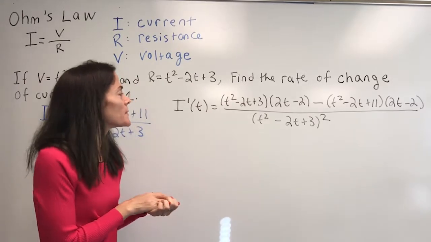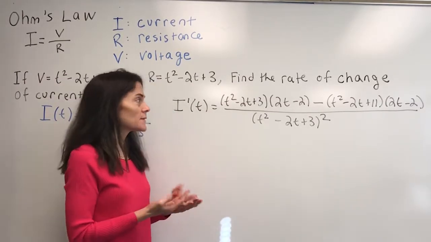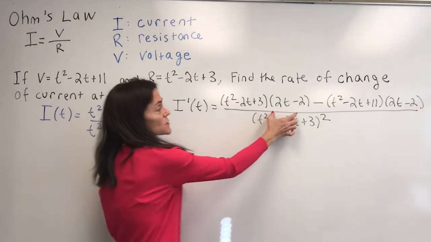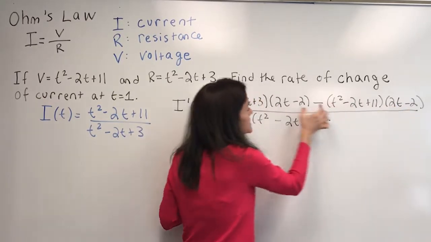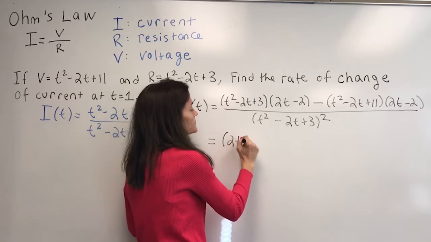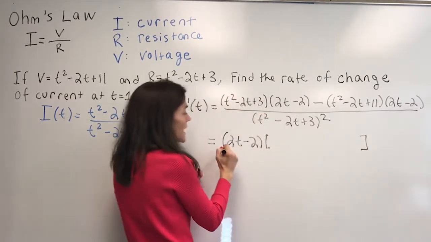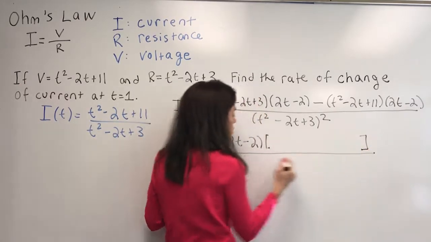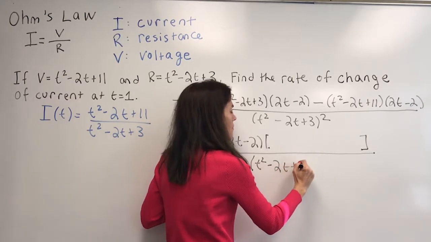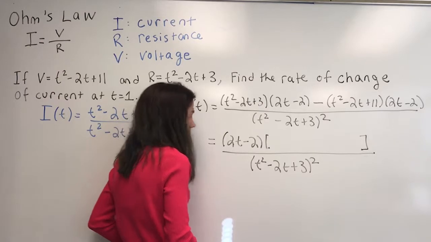a given problem. To evaluate at 1, which is what this is asking for, I don't necessarily need to simplify, but this one really is not too bad at all to simplify because you notice both of these terms have a 2t minus 2. And then we will see what's left. If I factor that out of both terms in the numerator, okay, so what's left is not that much.